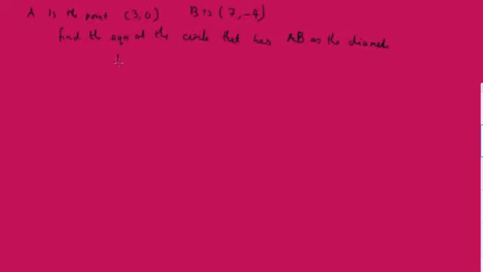So let's just make a wee sketch of what we're looking at. So we have point A, it should be 3, 4, so that's point A, and B is 7, minus 4, so down here somewhere. And this is the diameter of a circle.